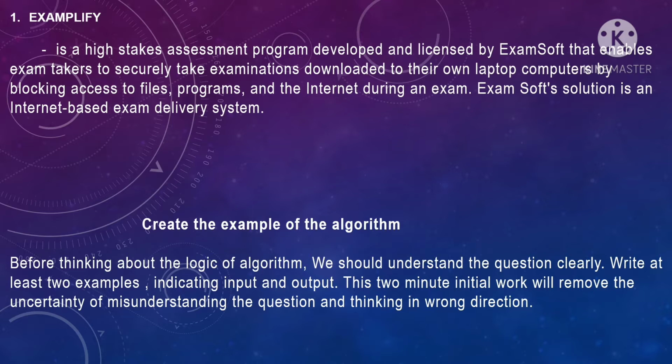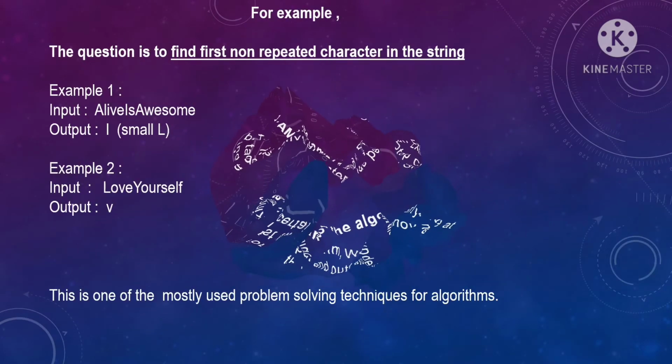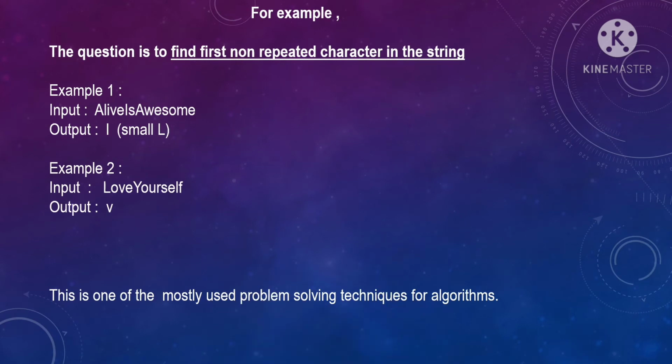In creating examples for an algorithm, before thinking about the logic of the algorithm, we should understand the question clearly. Write at least two examples indicating input and output. This 2-minute initial work will remove misunderstanding. The question is to find the first repeated character in the string. Example 1: the input is "Aleph is ism" and the output is "I", open and close parenthesis, small "l". Example 2: the input is "love yourself" and the output is small letter "v".